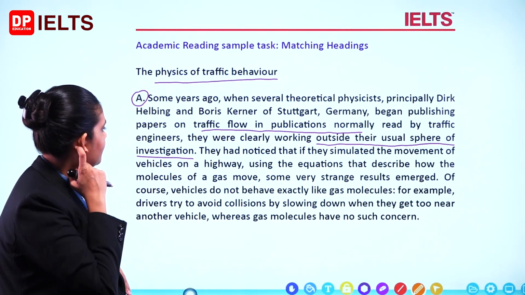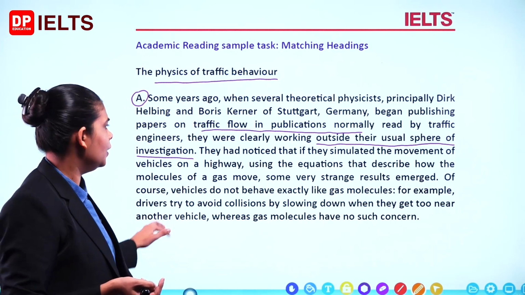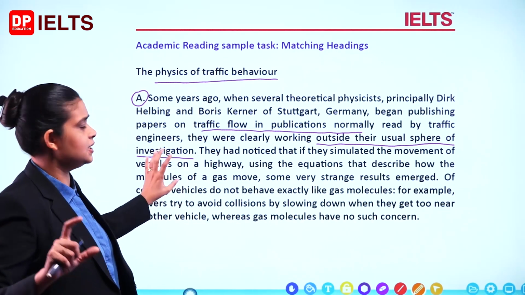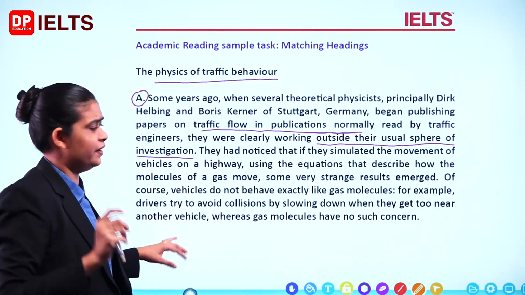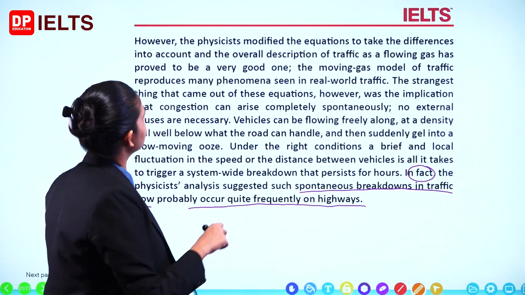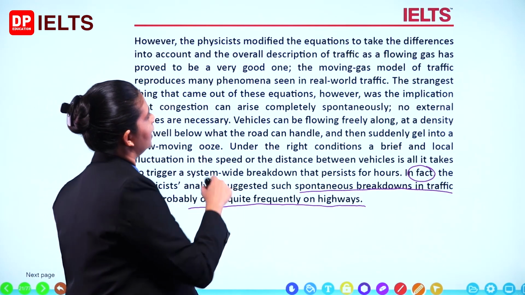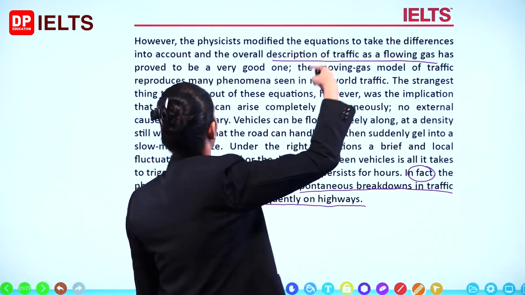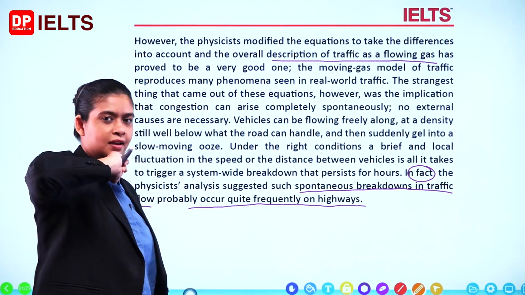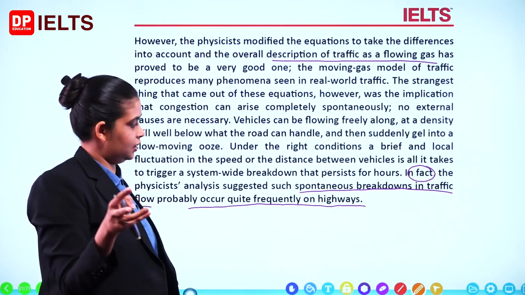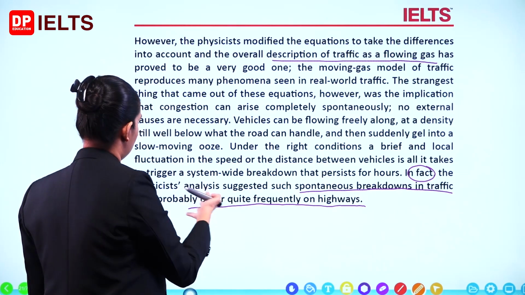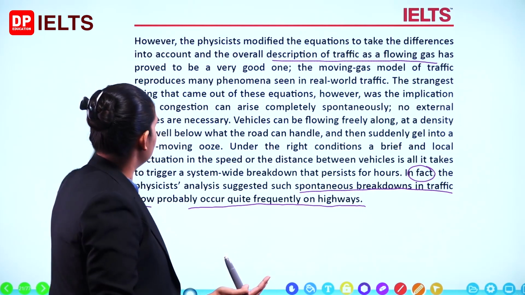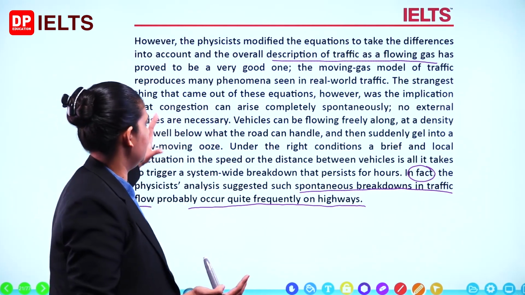Now apart from that, let's just quickly read through a few things in the middle. Of course, vehicles do not behave exactly like gas molecules. So what were they working outside their sphere? They were looking at probably vehicles in terms of gas molecules, different areas of study, right? However, physics modified the equation, description of traffic as a flowing gas. So they said traffic is like flowing gas, which is one study, and gas is another different study. Okay, and then they said that the spontaneous breakdowns in traffic flow occur quite frequently on highways. It wasn't really a concluding idea, but it was kind of concluding this whole thing, right?